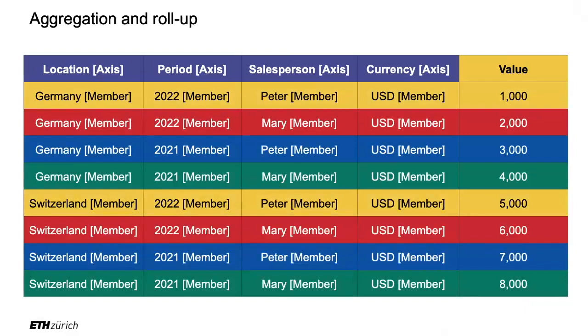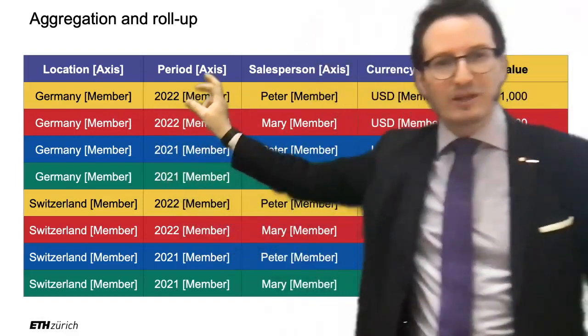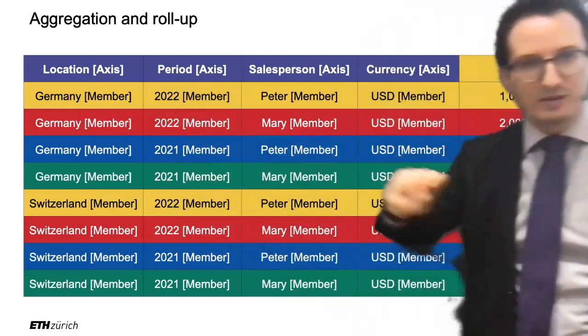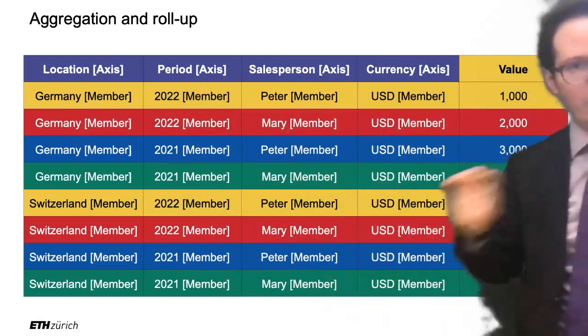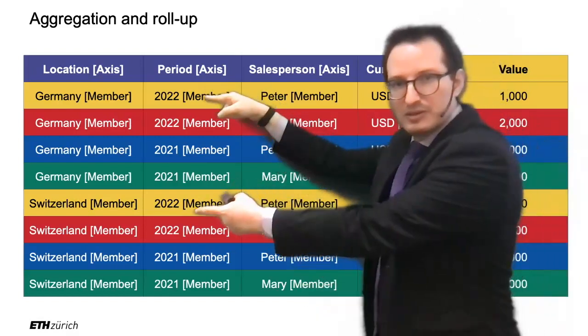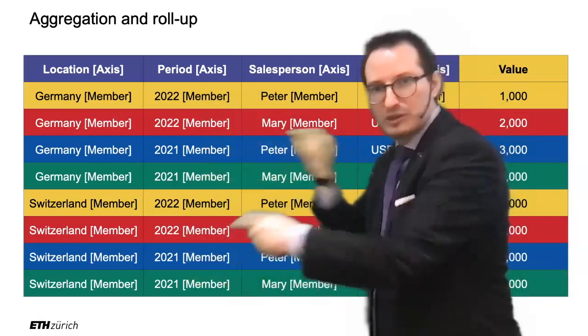So imagine that I want to aggregate across the location. It means that I want to add Germany plus Switzerland, assuming these are the only 2 locations of my company. This is the whole world for all practical purposes. So we're aggregating for the whole world, but we need to be careful. 22 goes with 22, 21 goes with 21, Peter with Peter, Mary with Mary, right? So now these are my groups. These 2 get aggregated, these 2, these 2, these 2, right?